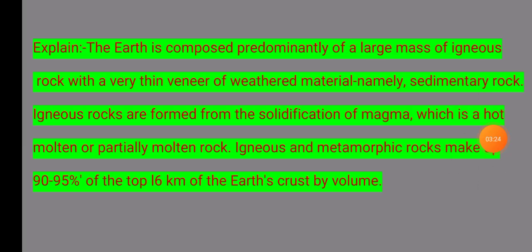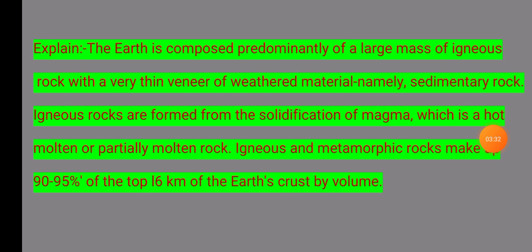123 number question explain. The earth is composed predominantly of a large mass of igneous rock with a very thin veneer of weathered material, namely sedimentary rock. Igneous rock forms from the solidification of magma, which is hot molten rock. Igneous and metamorphic rock make up 93-95% of the top 16 kilometers of the earth's crust by volume. Next question.